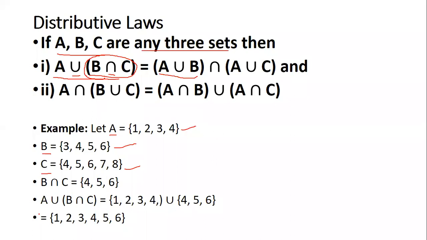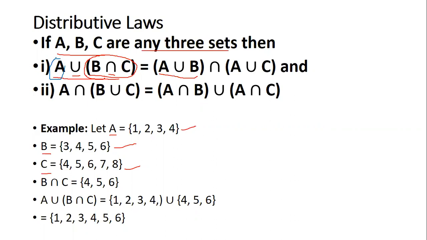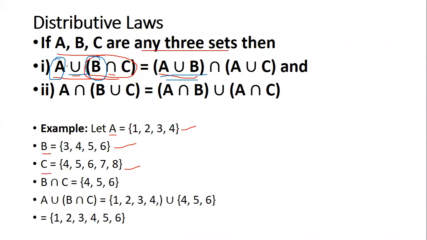See, if you see here, A union B, A union B. Okay, so that is your first expression. And then again, if you check, it's going to be A union C. See here, A union C. So what is the sign that is left out? Intersection. So that intersection is supposed to come here.